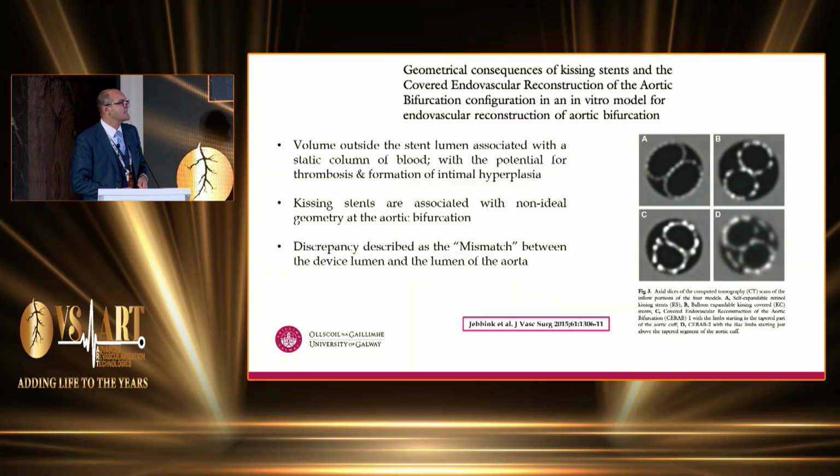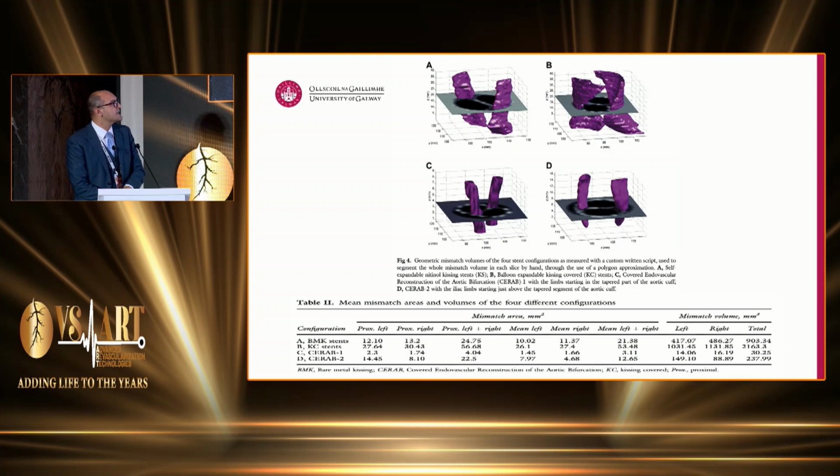The kissing stents seem to be associated with non-ideal geometry at the aortic bifurcation that can lead to thrombosis and formation of intimal hyperplasia. And the mean mismatch was less in group C, which had the shortest, less than 1 centimeter advancement within the aortic component.